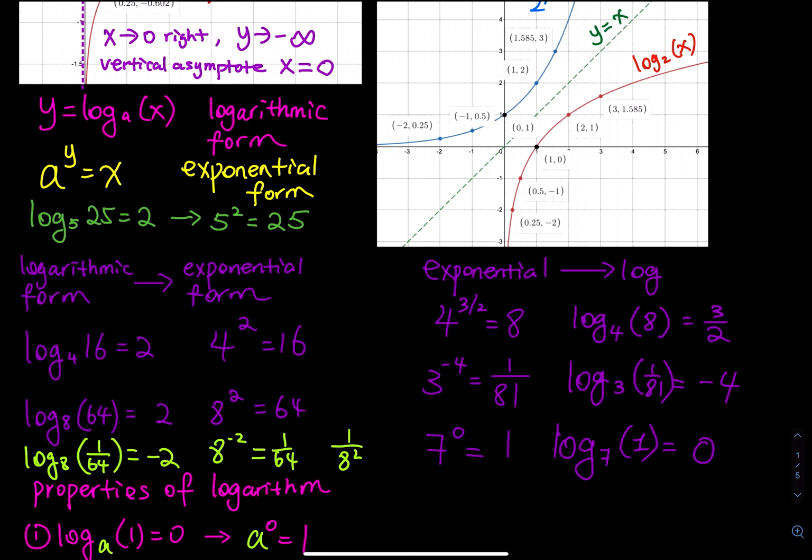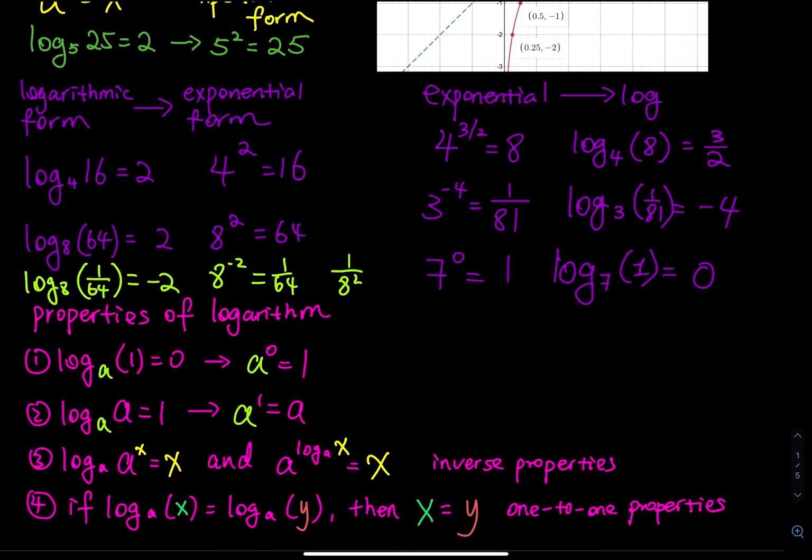So let's go over the properties of logarithm. We have 4 properties. The first property is log base a of 1 equals 0. In exponential form, a raised to the 0 power equals 1. Log base a of a equals 1, so a raised to the first power equals a. I color coded the base for you.